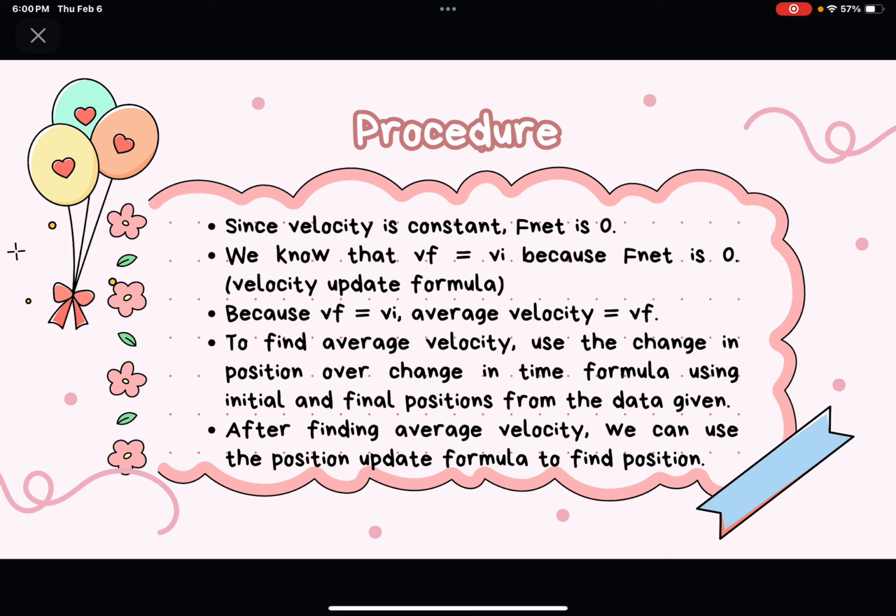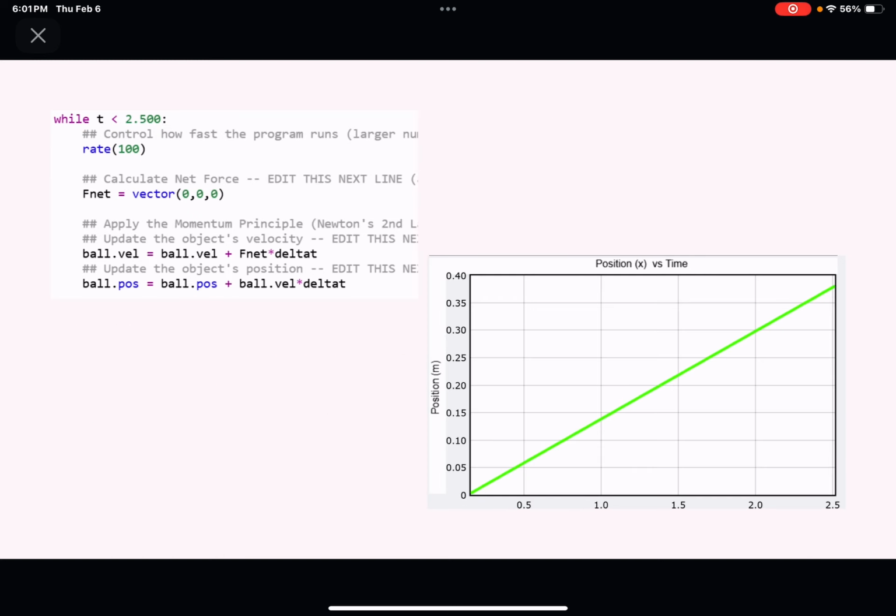Since velocity is constant, and that was what we were given, F net is equal to 0. This can be found through basic principles of physics. We also know that Vf equals Vi because F net equals 0, and this is based on the velocity update formula by plugging in values. Because Vf equals Vi, the average velocity is equal to V final. To find average velocity, use the change in position over change in time formula using the initial positions from the data given. After finding average velocity, we can use the position update formula to then update position. So here's the code that I had, and here's the graph that was drawn.